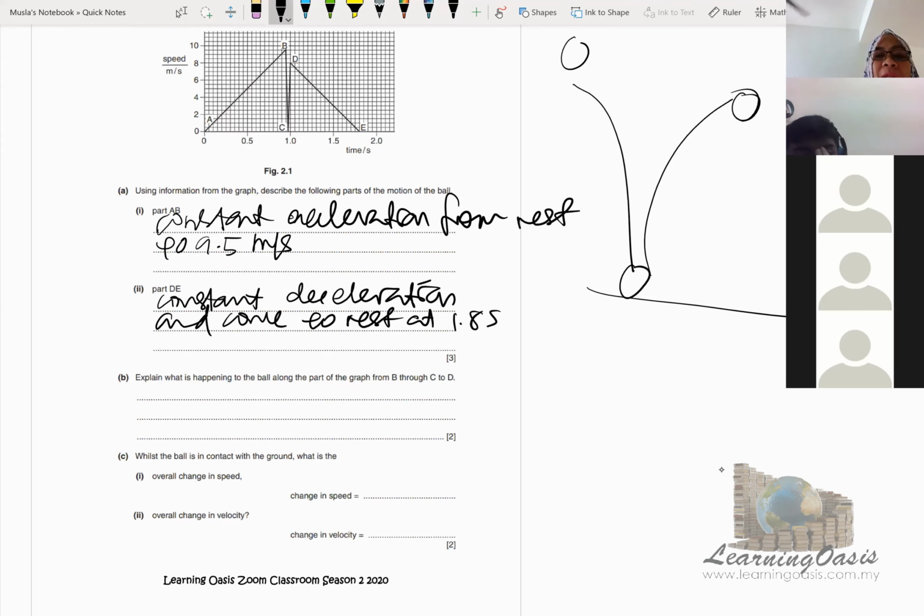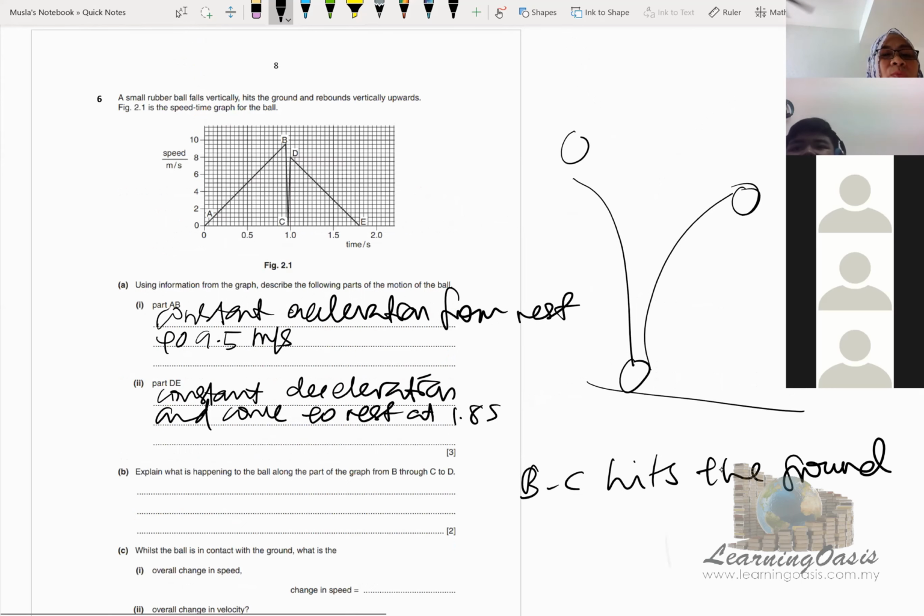Okay, what happened to the ball along the path of the graph from B to C to D? Between B to C it is just about to hit the ground. Before it falls from a height, what kind of energy does the ball have? Gravitational potential energy. As it falls down, the gravitational potential energy changes into kinetic energy as it hits the ground.